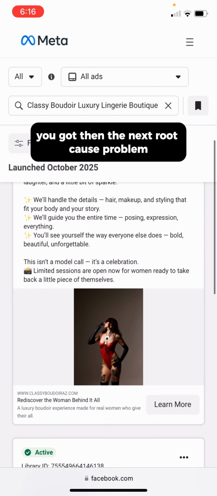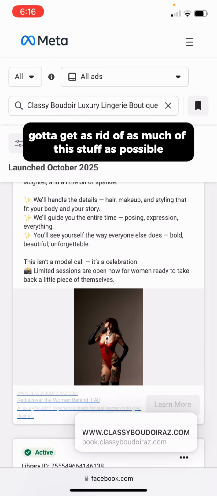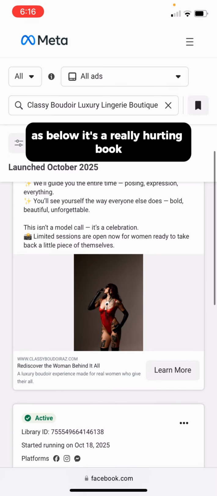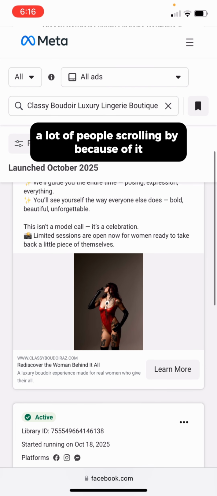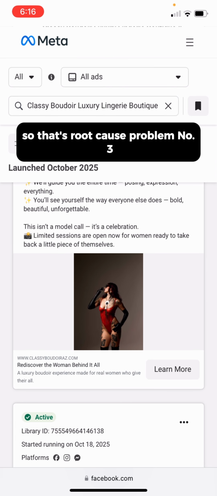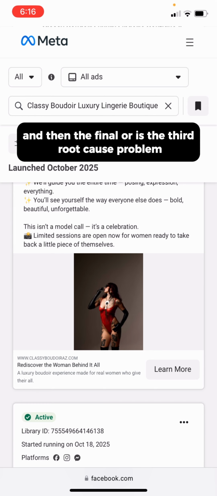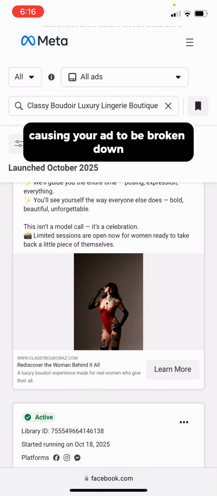Then the next root cause problem: gotta get rid of as much of this stuff as possible below. It's really hurting bookings, hurting our meta ad score. A lot of people scrolling by because of it. So that's root cause problem number 3, the third root cause problem causing your ad to be broken down.